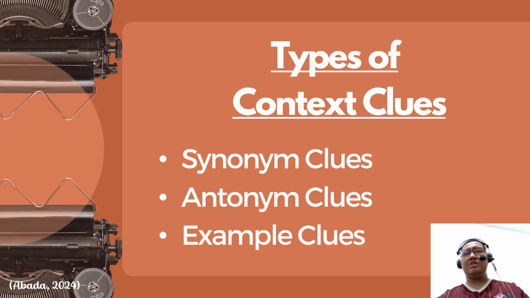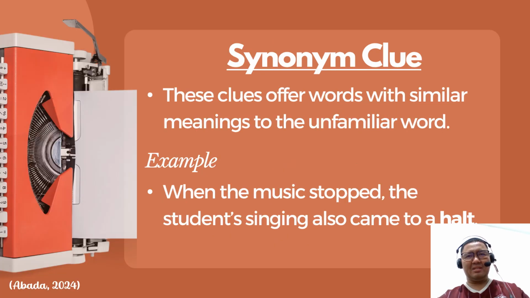There are several types of context clues, but we will only focus on three. So let's talk about synonym clues, antonym clues, and example clues. Let's start first with synonym clues.